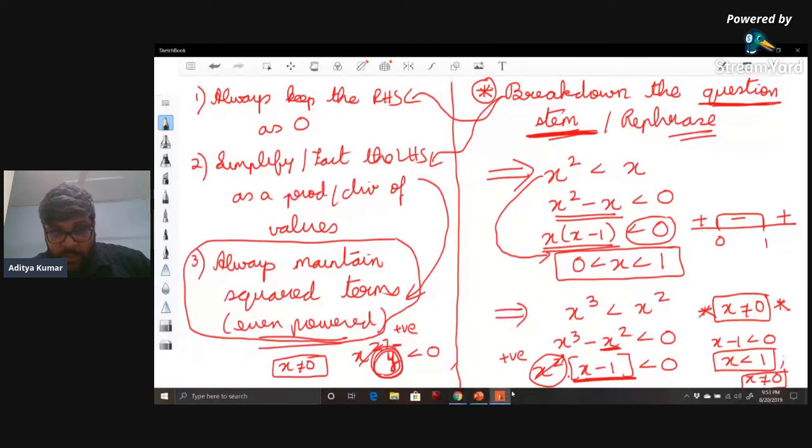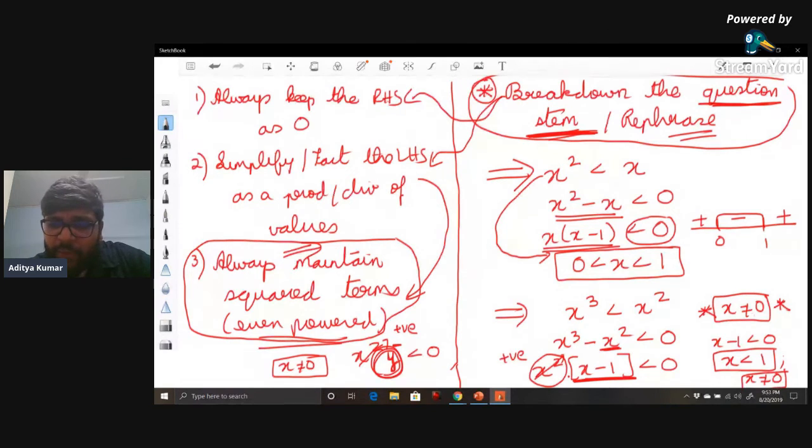Okay, guys, so this is the third golden rule. Always maintain square terms or even powered terms. And keep in mind, learn to break down the question stem and rephrase the data source. See, if you spend time on the question stem, now the statements become slightly easier for you to work with.